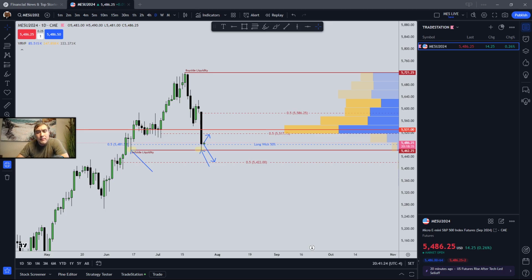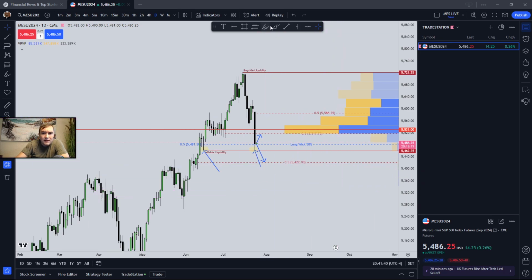So in my opinion, from what I'm seeing, I think the market's going to run maybe Thursday or maybe Friday, going to run at least below that 5,462 quarters. My first target's going to be 5,422 evens, guys. So that's what I'm seeing from an ICT perspective.